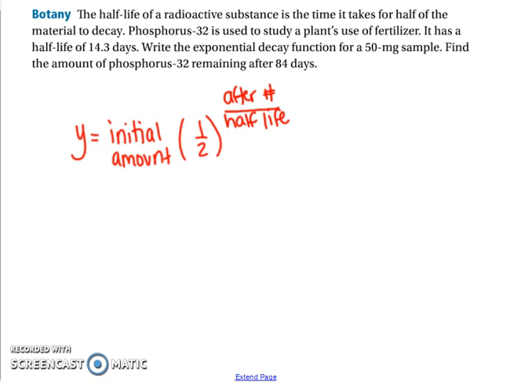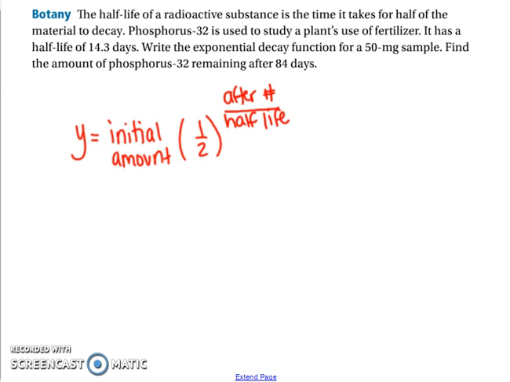The half-life of a radioactive substance is the time it takes for half of the material to decay. Phosphorus-32 is used to study a plant's use of fertilizer. It has a half-life of 14.3 days. Write the exponential decay function for a 50 milligram sample. Find the amount of phosphorus-32 remaining after 84 days.